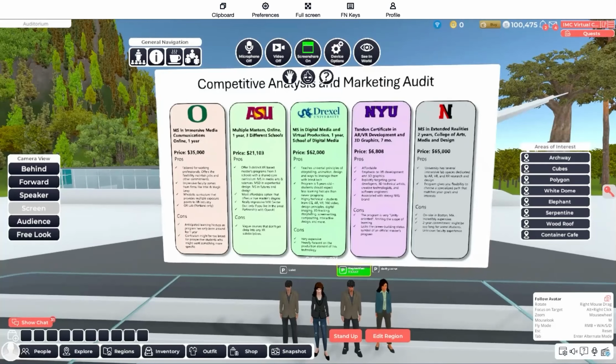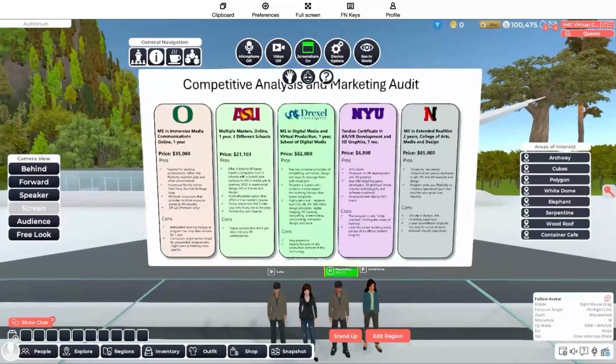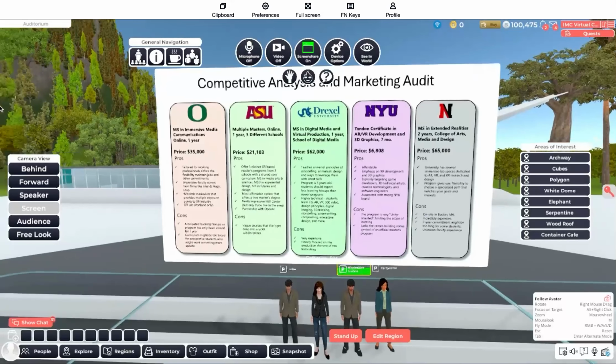On the other end of the spectrum, there are certificate programs like NYU Tandon, which says, hey, we can give you a certificate that leverages and is associated with the really strong NYU brand. It gives you a layer of credibility that you don't have. It has an emphasis on XR development and 3D graphics, but it's very heavily focused on Unity and only Unity, and it doesn't carry the same type of weight that a full-fledged master's program would have.